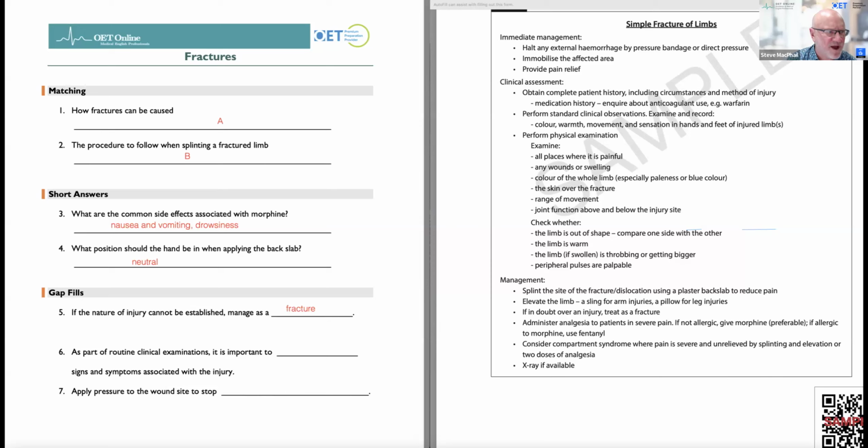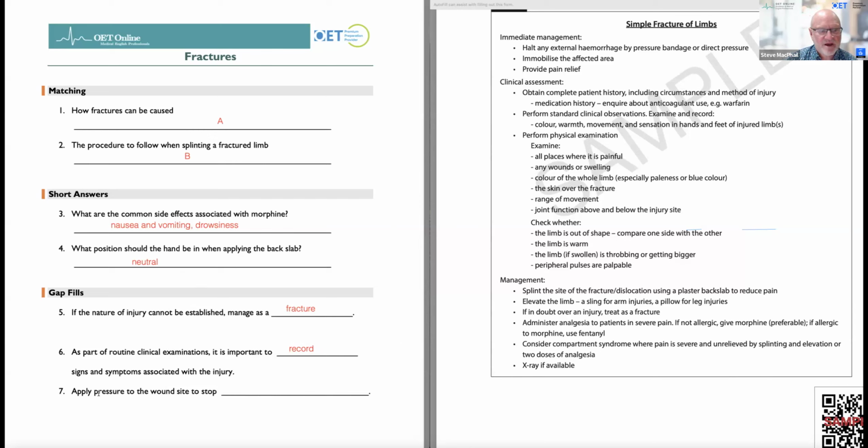Now, this is a bit of a trap. I could put examine and record, but I've already got clinical, so I'm only going to use one word. It's important to record signs and symptoms because I've already done my examination. And routine, everyone, means standard. So the vocabulary helps. So I'm going to put it's important to record signs and symptoms.